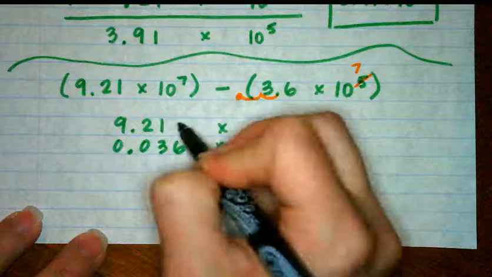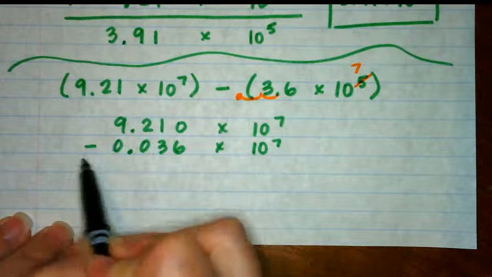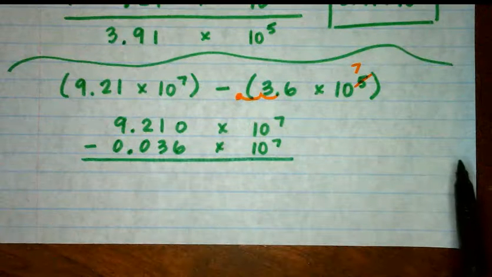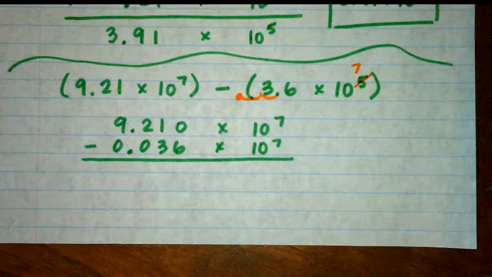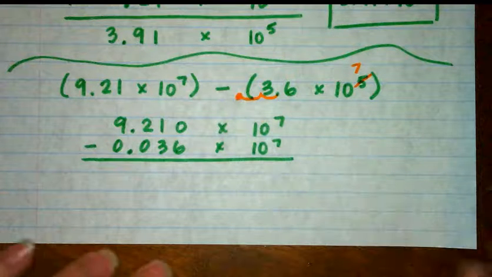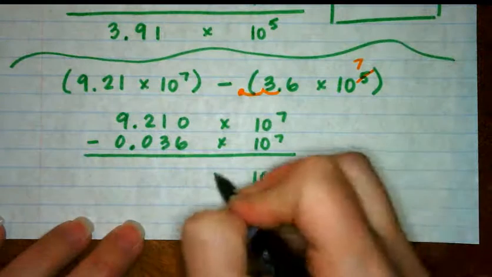So I'm going to fill in some zeros, just like we did in elementary school. And then remember, we're subtracting. And if you're going to miss this problem on a standardized test, it's probably because you forget that it's a subtraction problem and you add. So make sure you pay attention to the operation. This is going to stay 10 to the 7th because I'm not changing where the decimal is located.